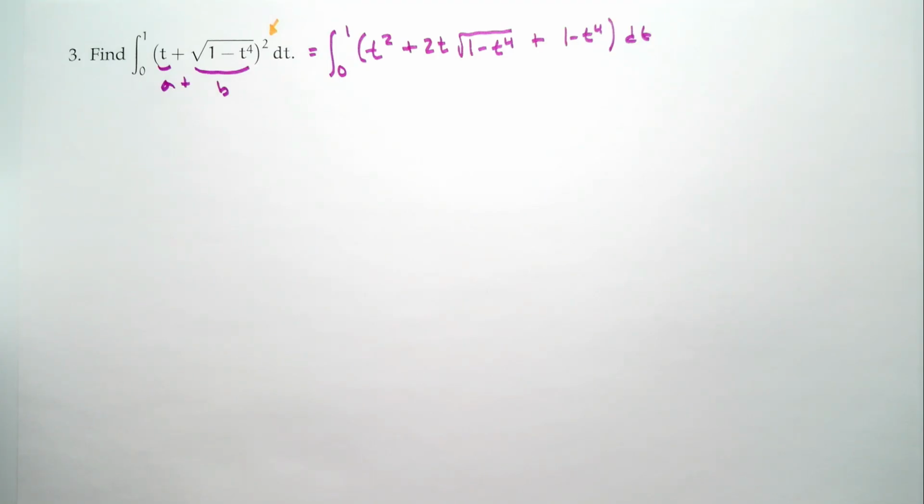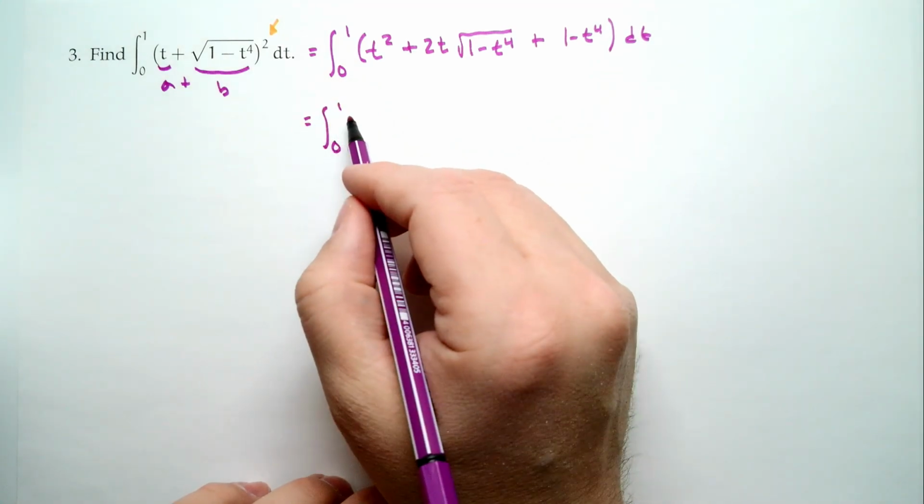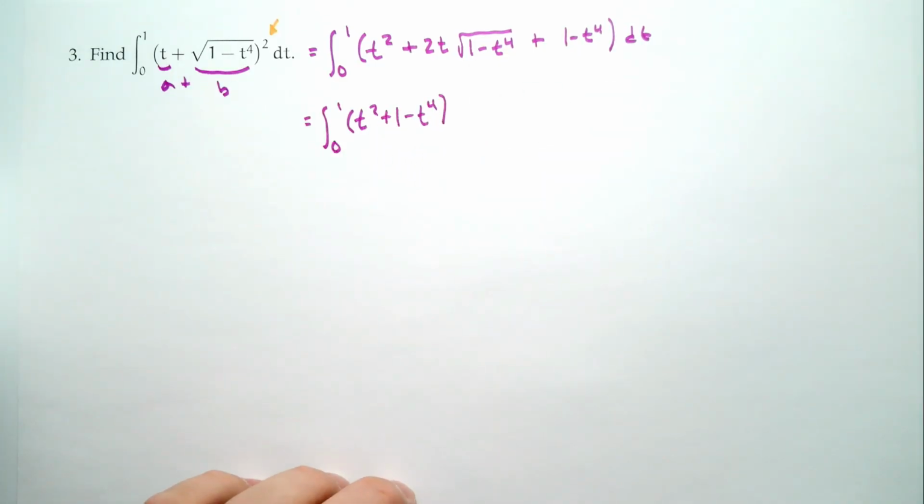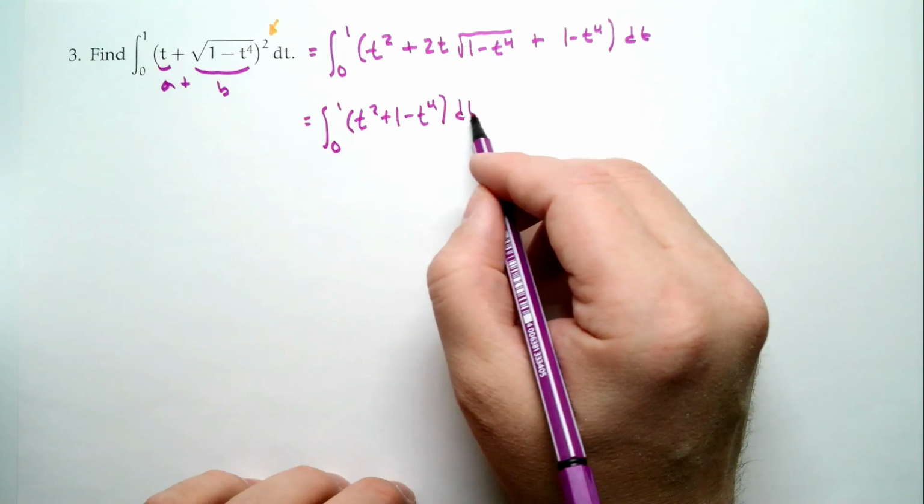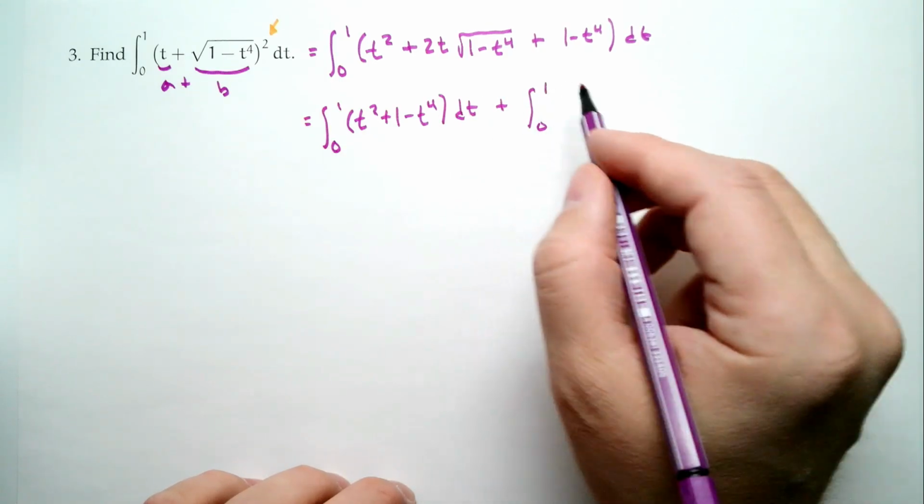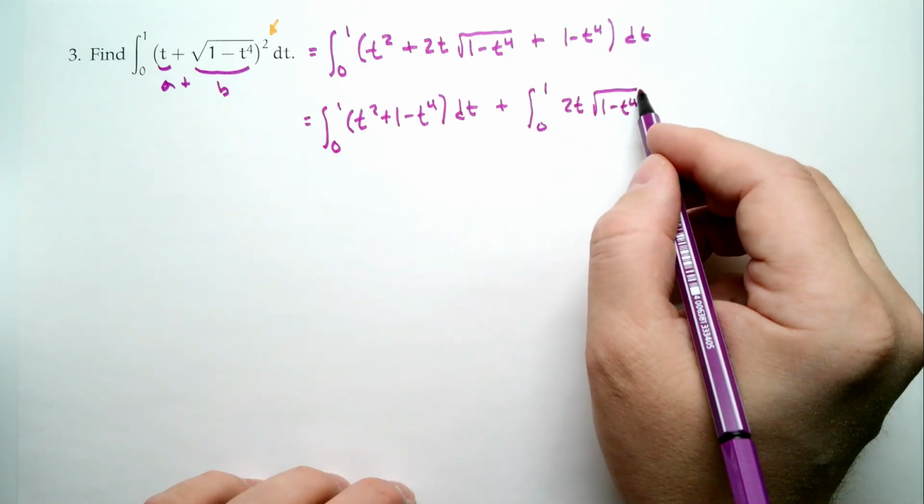Now, looking at this, we have some things that we can handle, and then we have one part, this middle part, that's not so clear. So here's the nice thing about integration. In integration, we can pull things apart. Some things that we can handle, no problem, and then something we think about a little bit more. So we can write this as the integral from 0 to 1 of t squared plus 1 minus t to the 4th. So these are the pieces that look like a polynomial that we'll pull apart. We'll do those okay, no worries. Plus the integral from 0 to 1 of 2t times the square root of 1 minus t to the 4th dt.